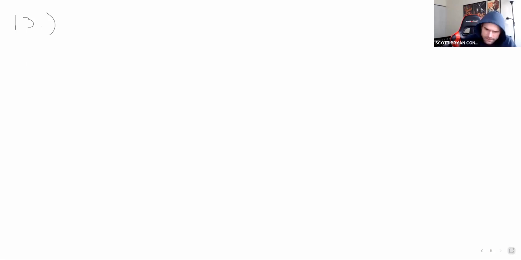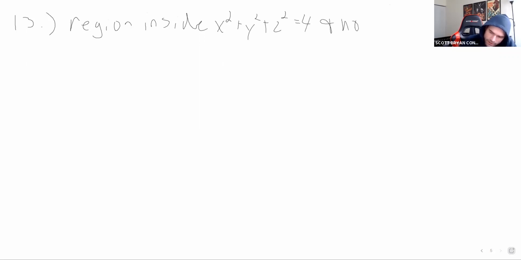This we got last night. So okay, so 13. So same thing. Our region is inside the sphere x squared plus y squared plus z squared equals 4. But now we're looking at the region above z equals 0 instead of z equals 1. Whoops, I'm literally writing down what I'm saying. And above z equals 0.